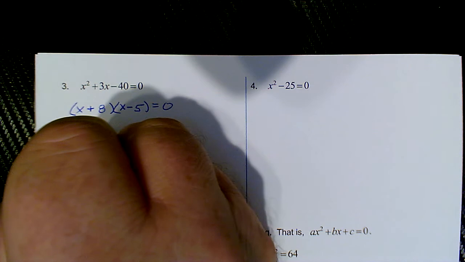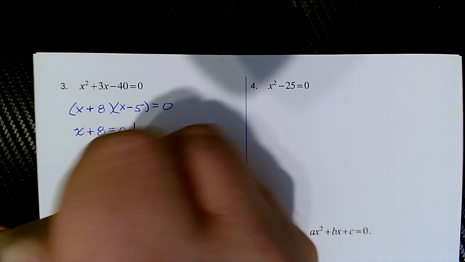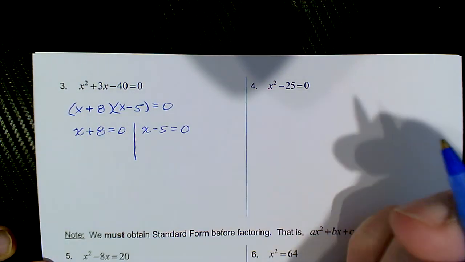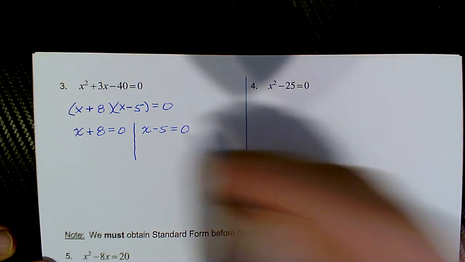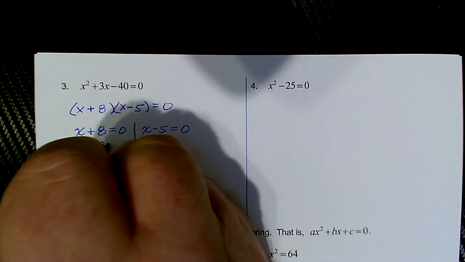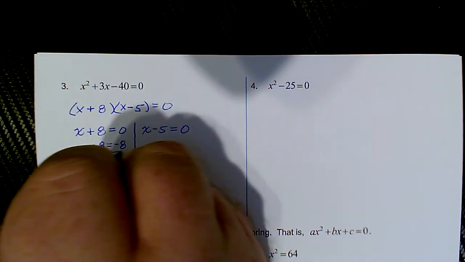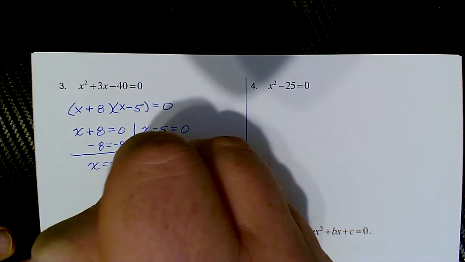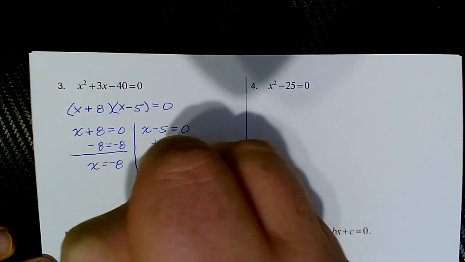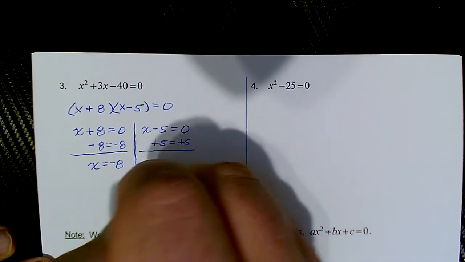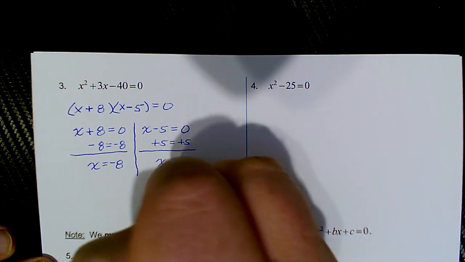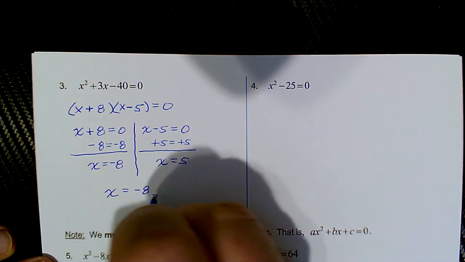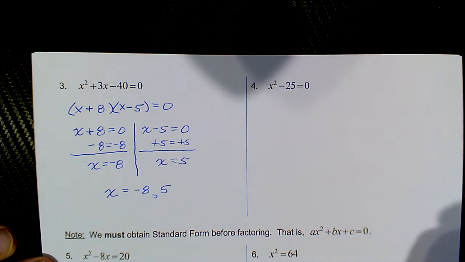So x plus 8 is 0. Use a line to separate the two solutions. x minus 5 is 0. Solve each linear equation. Subtract 8 from both sides here. We get x is negative 8. And add 5 to both sides here. And we get x is positive 5. And when you list your answers as well, it doesn't matter what order. Negative 8, positive 5.